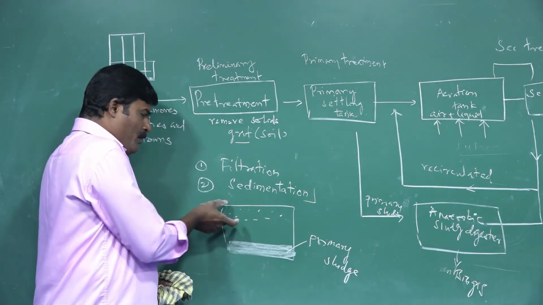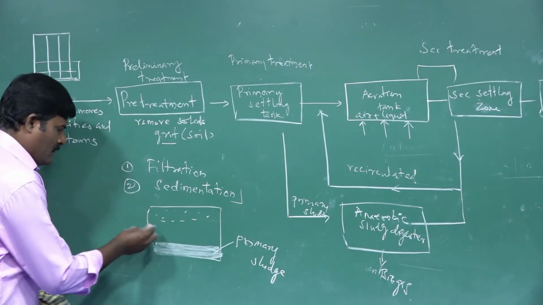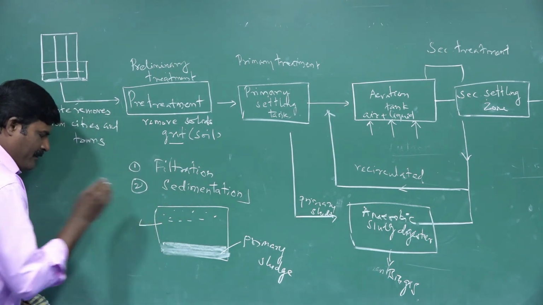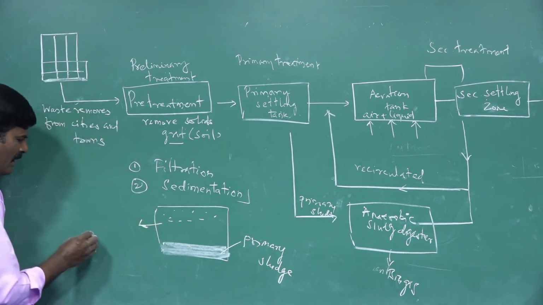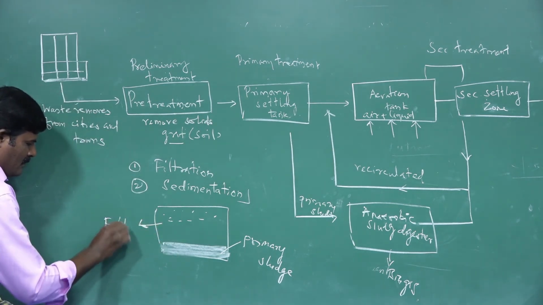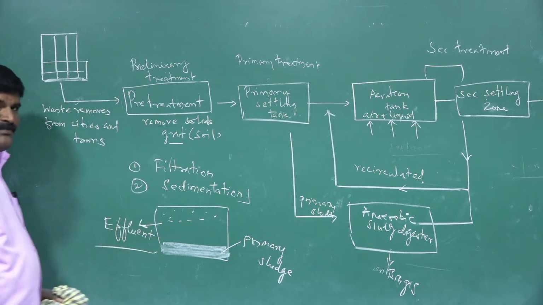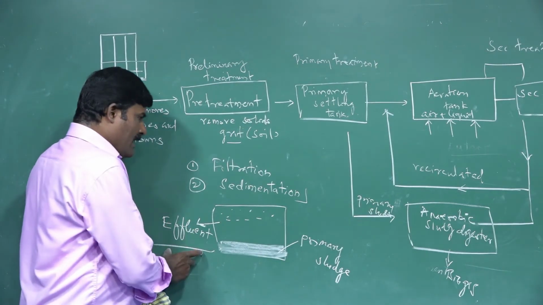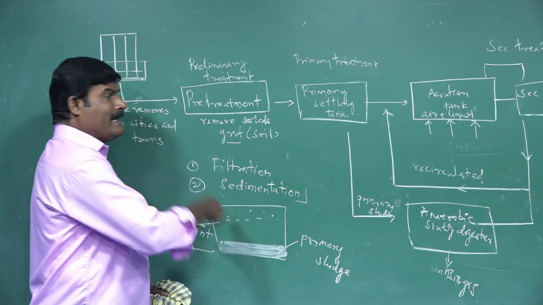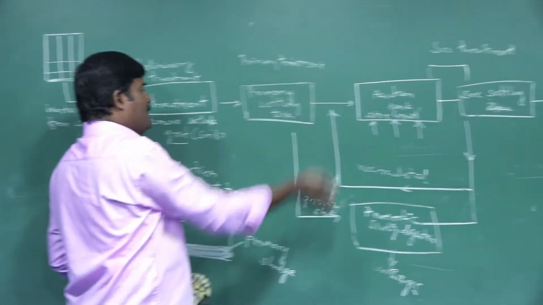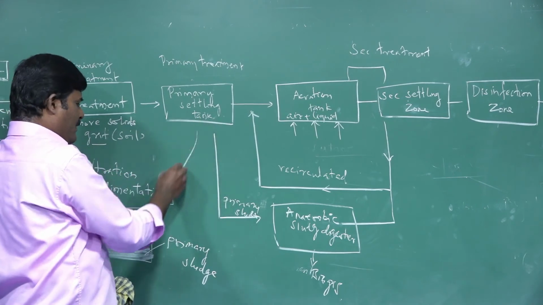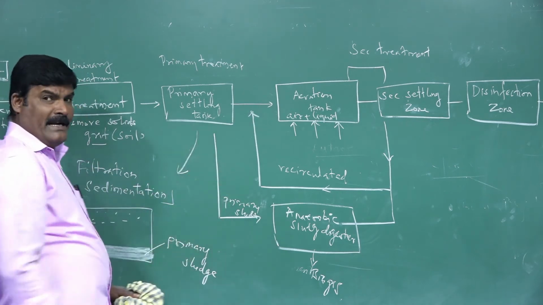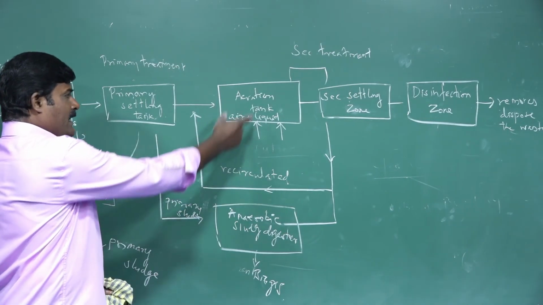The remaining supernatant, that is the substances or water above the primary sludge, forms effluent. What is effluent? It is water which carries the waste. This is called effluent. This effluent is then transferred to the secondary treatment. This is a primary settling tank. Again, all the effluents from the primary tank get transferred into the aeration tank.